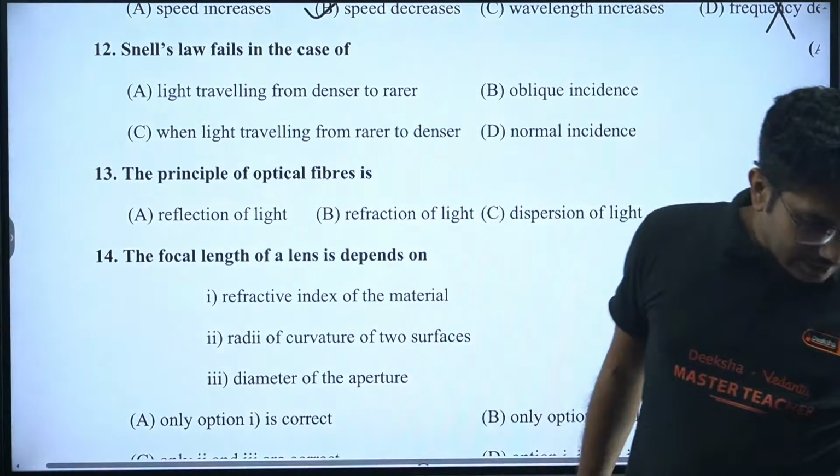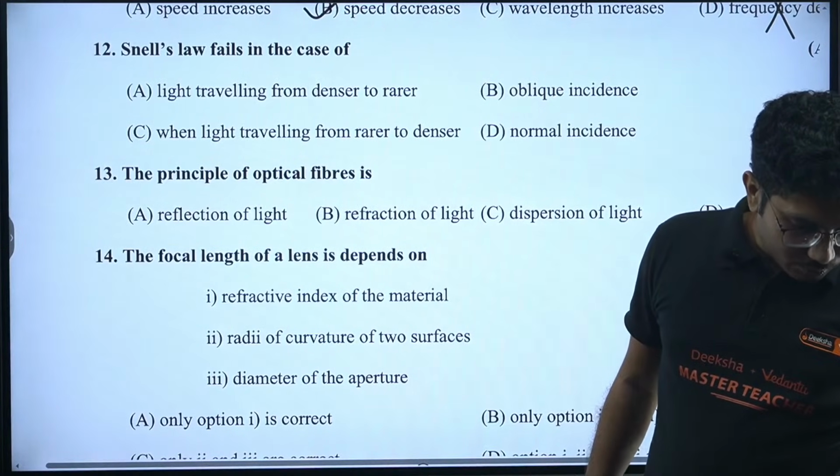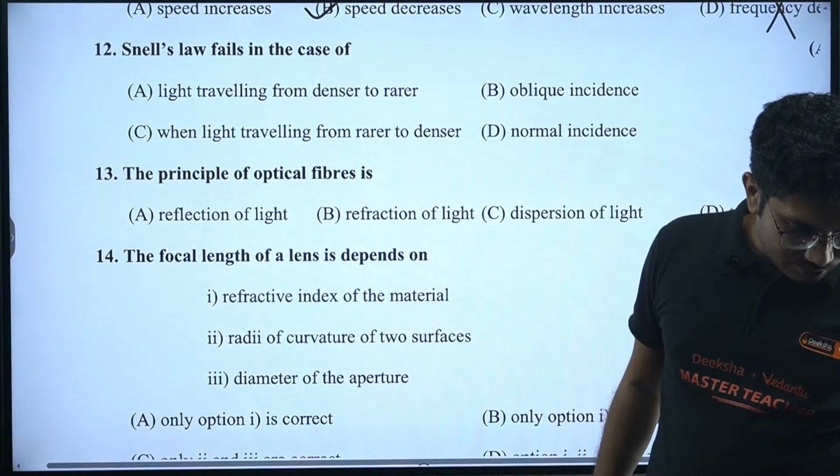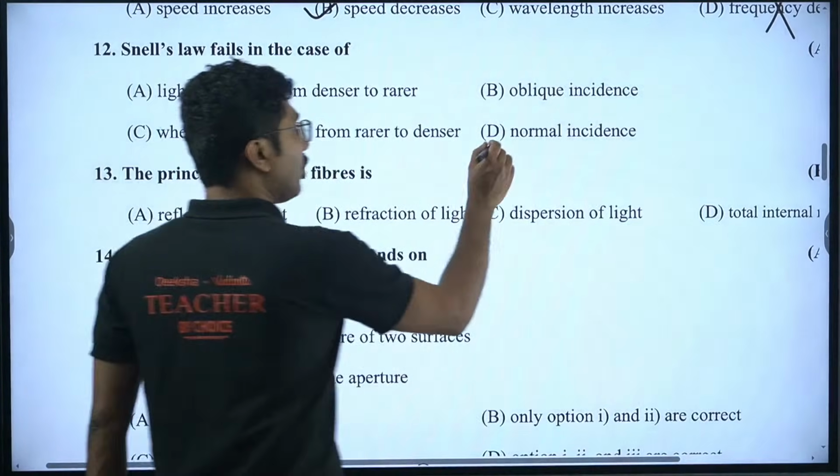Let's see. Yes, Tanmay Shetty, Nagraj, Komal, Subbu, Meenakshi. Meenakshi, no, 12B is not correct. It will be 12D. Normal incidence.